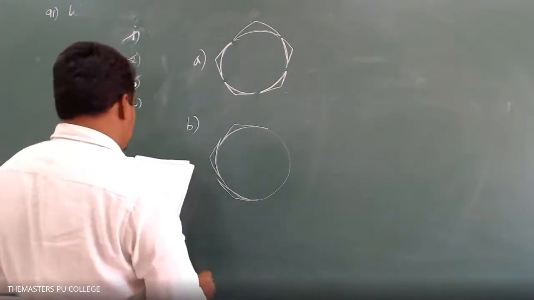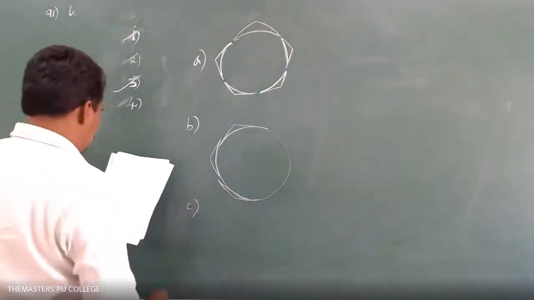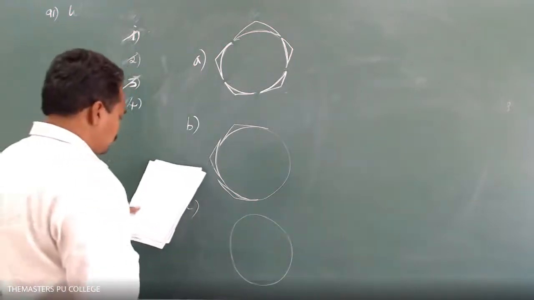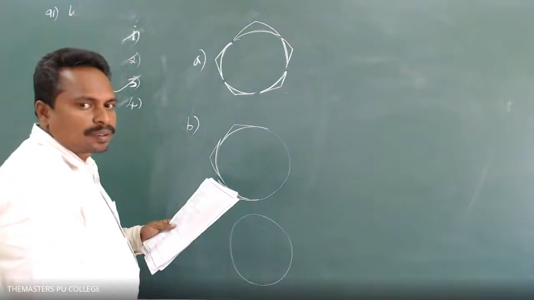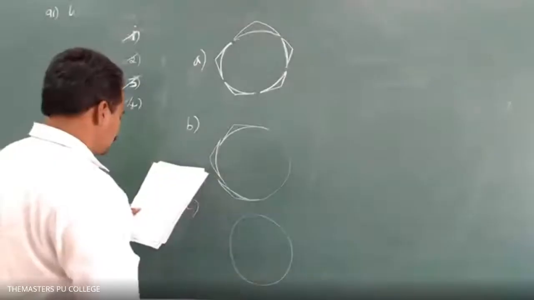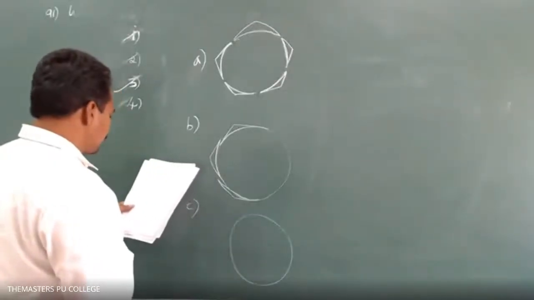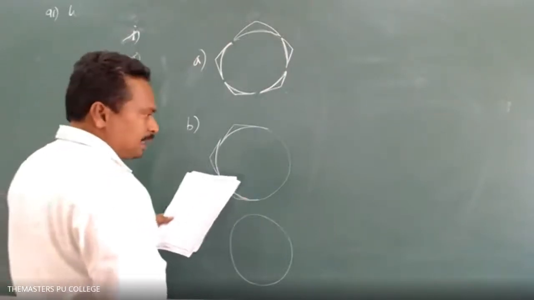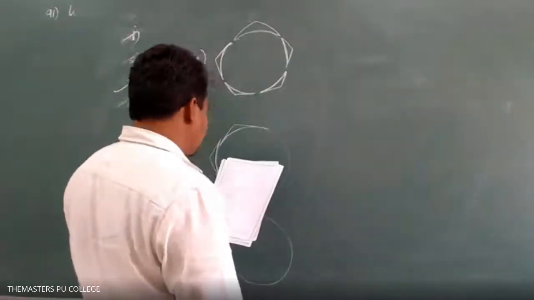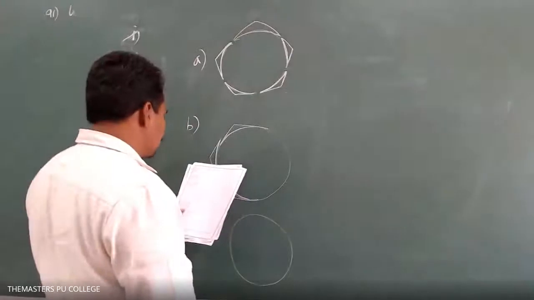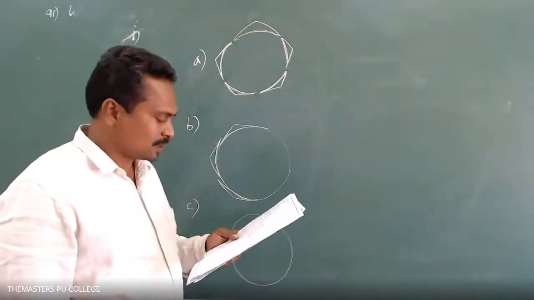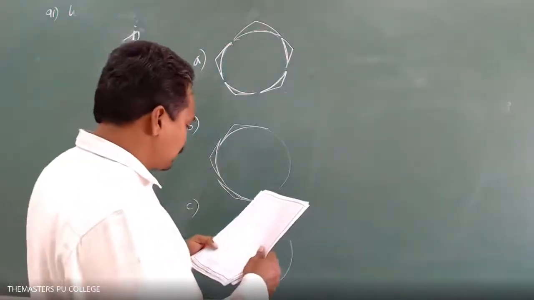Next, C. What is the estivation? Imbricate estivation. Very good. That's imbricate, so C is C4, right? D, axillary. So D2. So what is the answer for this question? Option 4 is the correct answer. Next. Select an incorrect match.